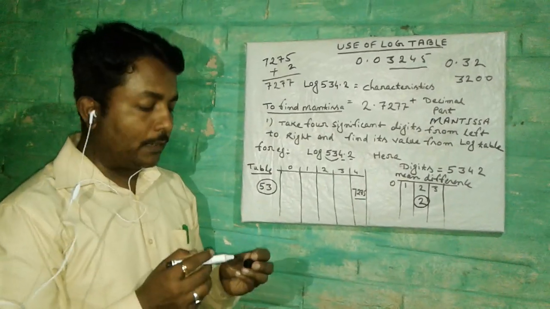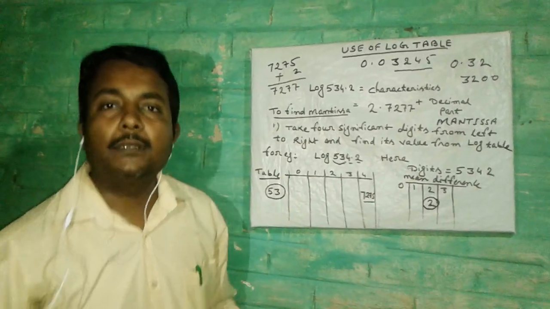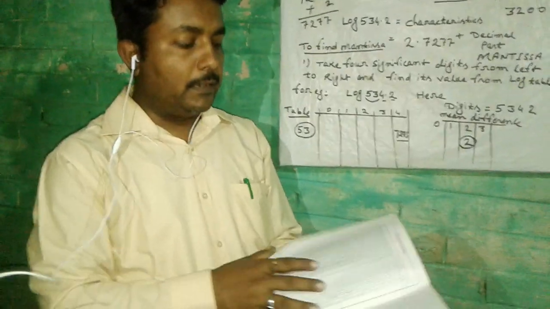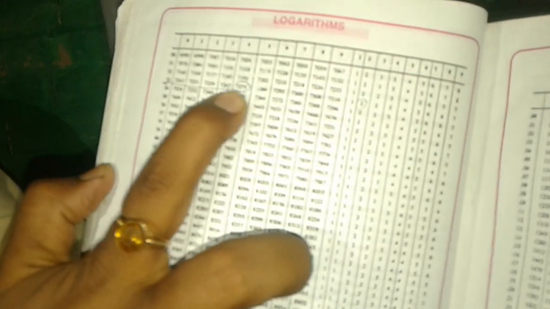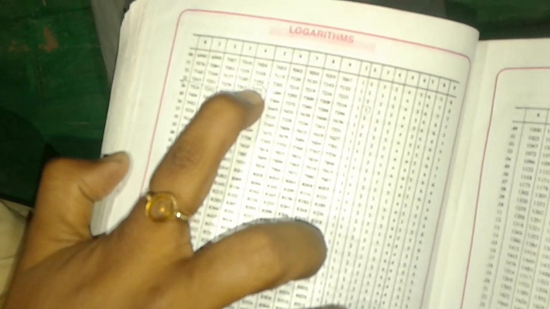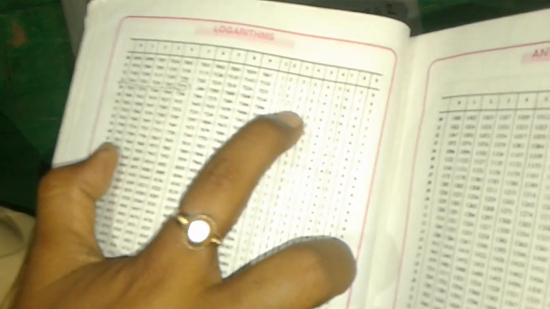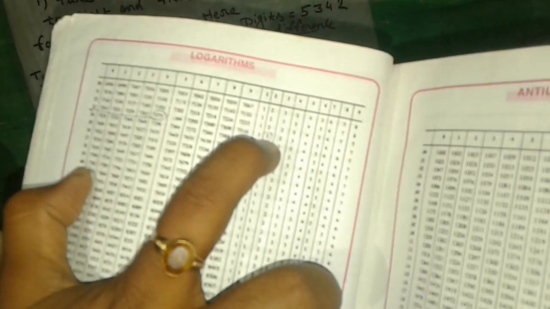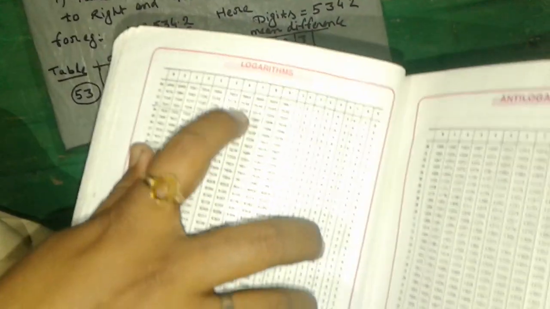This is the way to find the log. Here we have used one table, and that table looks like this. This is the log table which we have to use. Here you can see I have marked 53 in the fourth column, and the value is 7275. On the side it is given as mean difference. In column 2 the mean difference is 2. So this is the way we have to observe the table.